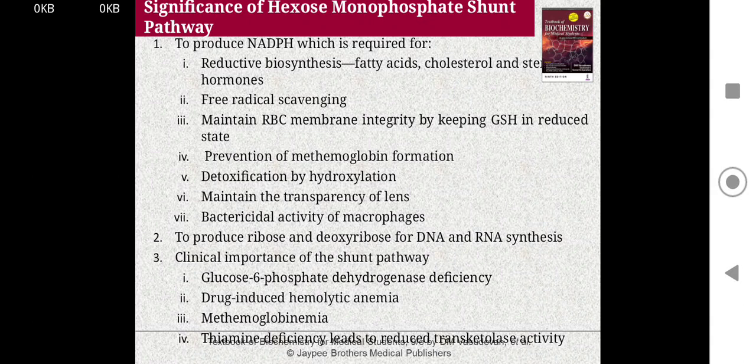Bactericidal activity of the macrophages. To produce ribose and deoxyribose for DNA and RNA synthesis. Clinical significance, that is G6PD deficiency, drug-induced hemolytic anemia, methemoglobinemia and thiamine deficiency.